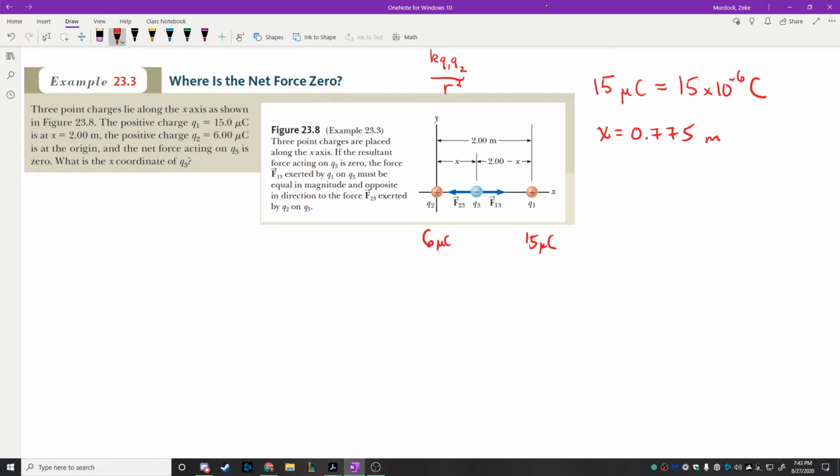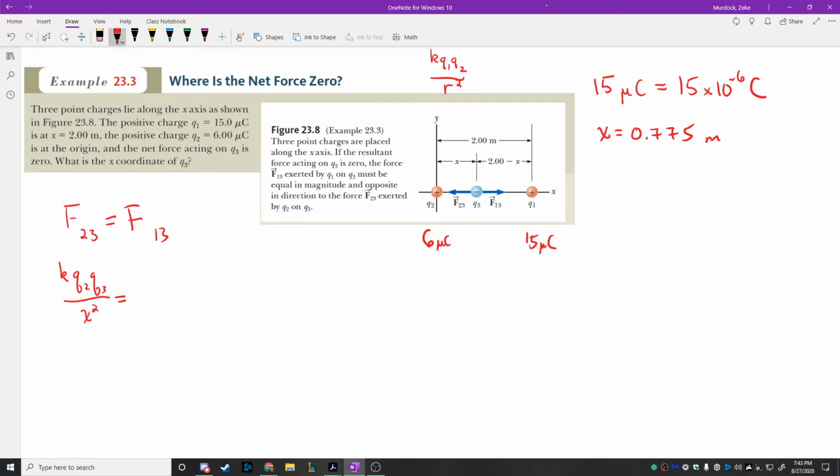That's exactly right. We know that the place where the net force is equal to 0 is the place where these two forces are equal to each other. So that means that F23 has to be equal to F13 in terms of its magnitude. And the F23 is basically just k times Q2 times Q3, which we don't know, divided by the distance between them squared. But if you look at the picture, Q2 and Q3 are separated by a distance of x, so that's just x squared.